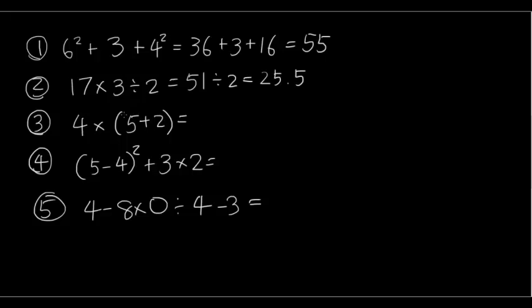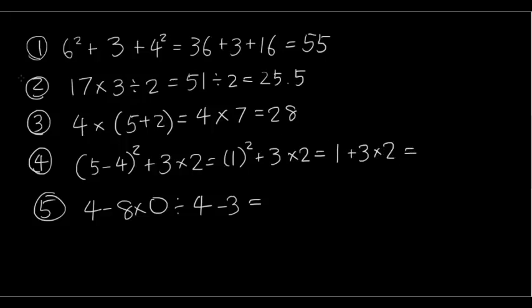Okay, 4 times 5 plus 2, we have brackets here, we're going to do first, so 4 times 7 is 28. Now we have brackets 5 minus 4, so that becomes a 1 inside the bracket. 1 squared plus 3 times 2. So 1 times 1 is just 1 plus 3 times 2. Now here's a tricky part. We have 3 times 2, which we have to do first. So 1 plus 6 is 7.